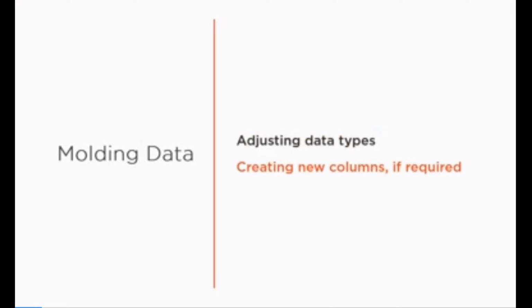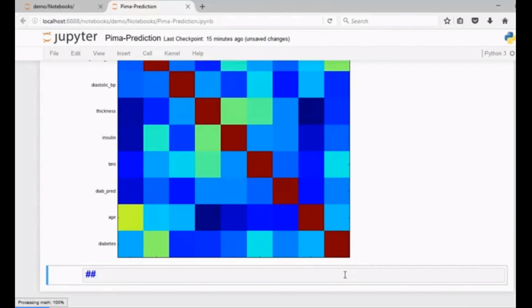We have done some good cleanup by removing some columns we did not need. Now we need to mold the data into data that we can use for training. This involves ensuring that the data types of the columns are what we need, and if required, creating new columns based on existing data. Let's now mold the data.